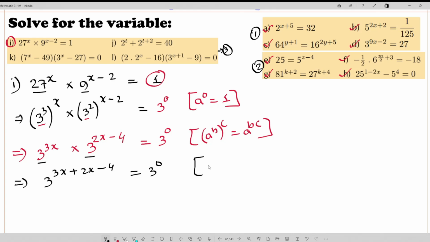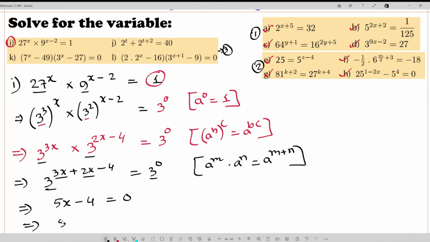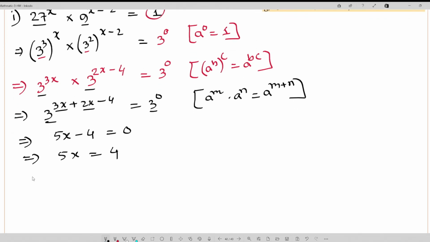Why do we write this? Because a to the power m times a to the power n equals a to the power m plus n. Now here the bases are the same on both sides, therefore we can write the powers as equal. It's a simple thing. So 3x plus 2x is 5x, and minus 4 equals 0. Then 5x equals 4, because minus 4 once we transfer it becomes plus 4. So our answer is x equals 4 divided by 5. Very easy.